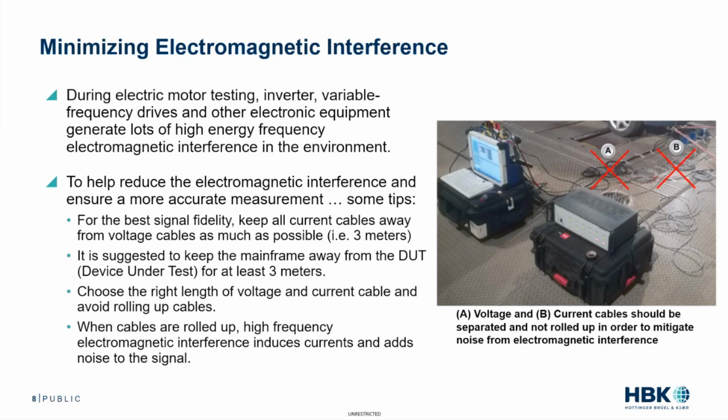And you want to be sure and use the right length of voltage and current cable and try to avoid rolling up the cables, because when the cables are rolled up, high frequency electromagnetic interference induces currents and it adds noise to the signal. As you see here in the picture, you want to try to avoid rolling up your cables. Ideally, it's best to just have cables that are the appropriate length so they're not laying everywhere, rolled up. And if for whatever reason you have to cross voltage and current cables, try to do so perpendicularly to minimize crosstalk.